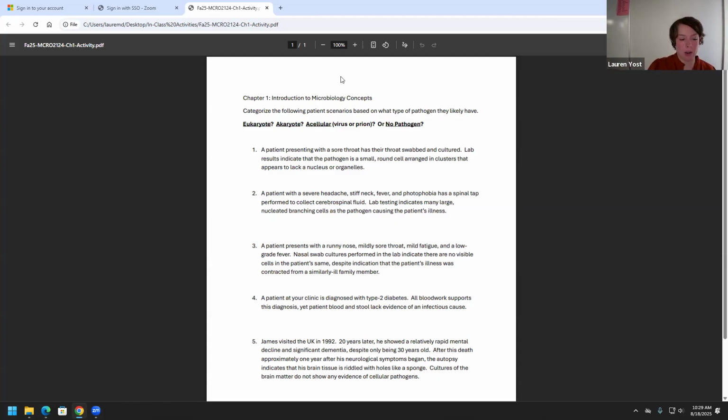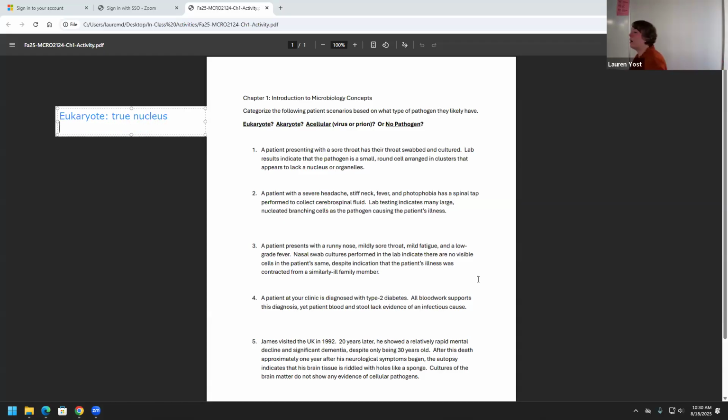So over on the side, I'm going to type it out. Eukaryote, I'm going to make some notes here. I expect you guys would know this if we actually had done the concept maps beforehand, right? Eukaryote, they have a true nucleus. Anybody remember what that means to have a true nucleus? Where is your genetic information in a cell that has a true nucleus? It's in a membrane-bound nucleus. Okay, so true nucleus is membrane-bound nucleus.